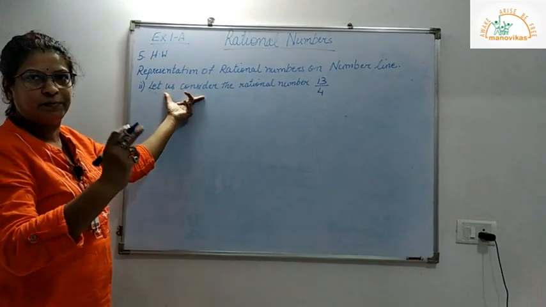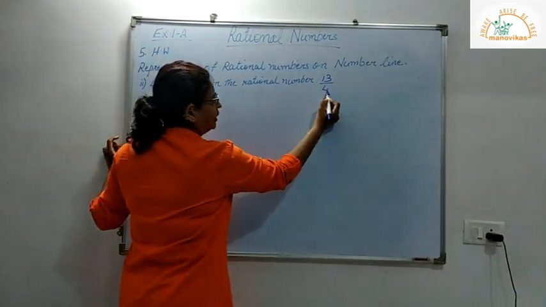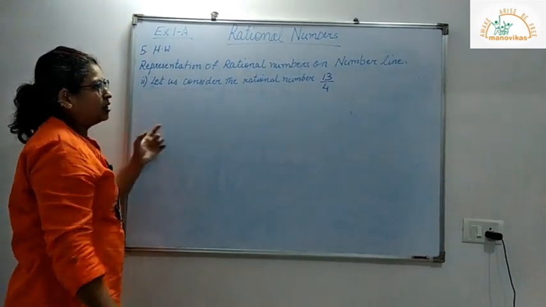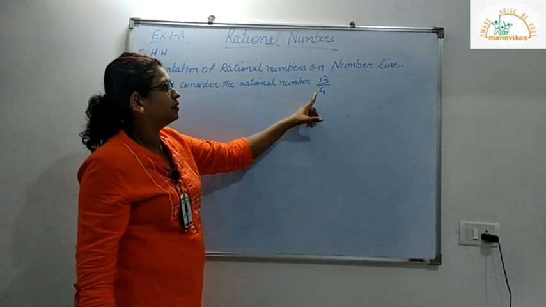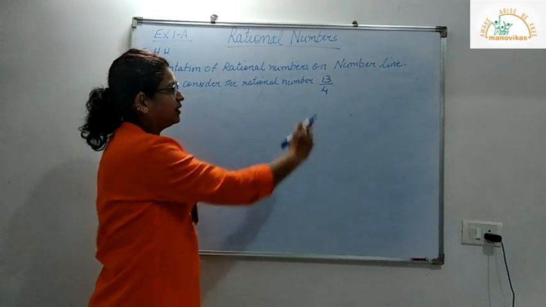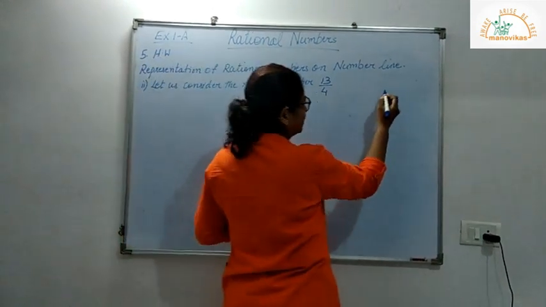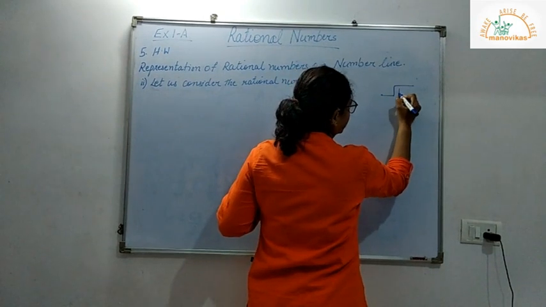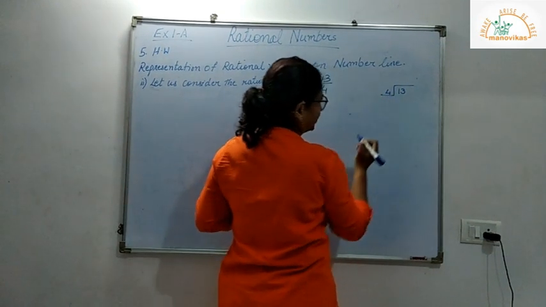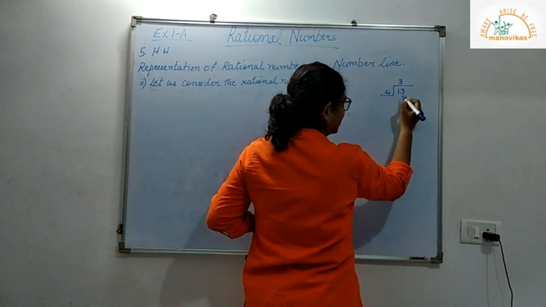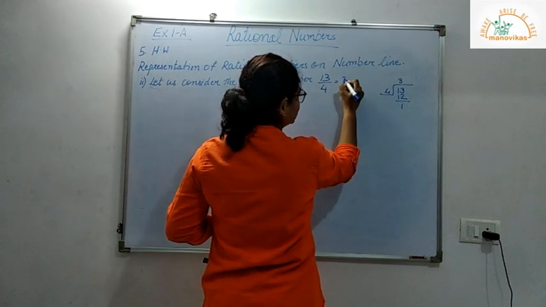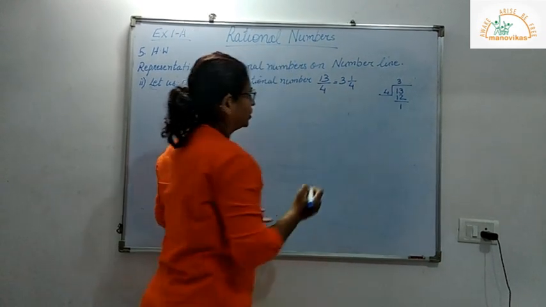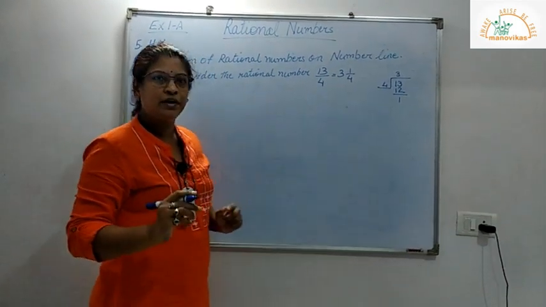I take another example, that is 13 divided by 4. If you see the given rational number here, the numerator is greater than the denominator. So we can express this as a mixed fraction. We divide 13 by 4. 4 threes are 12 and the remainder here is 1. So my mixed fraction here is 3 1/4. Now let us represent this on a number line. So we have the number line over here.